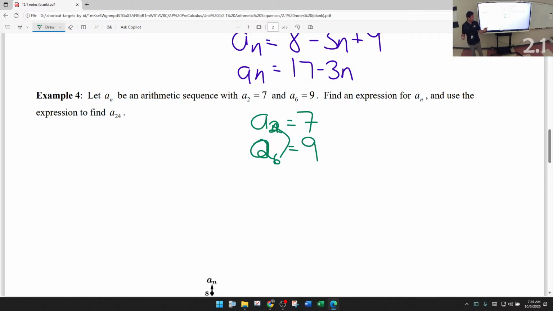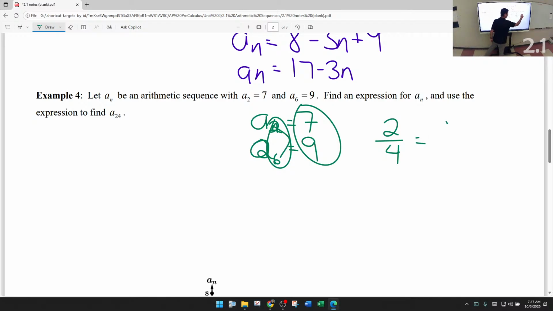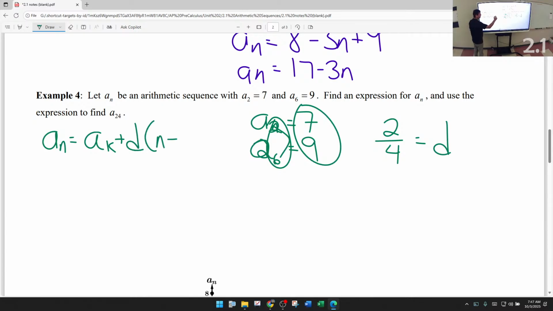And if you can't figure that out, you can put 2 over 4. Put the difference here over the difference here. And so the difference there is 2 over the 4. I need 4 numbers to get 2. However you got to do it, it's going to be 1/2. So that equals D. So now that I have D, I'm going to go back and I'm going to say A sub n equals A sub k plus D times n minus k.